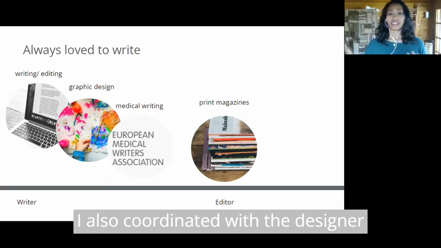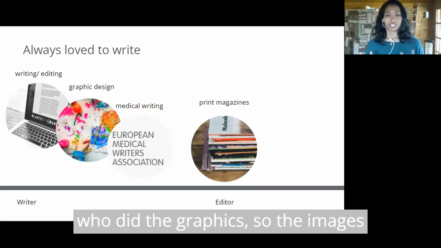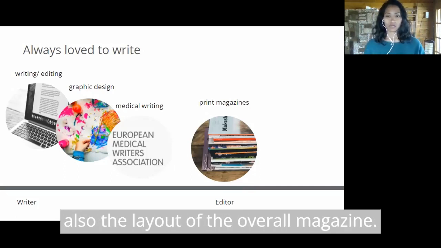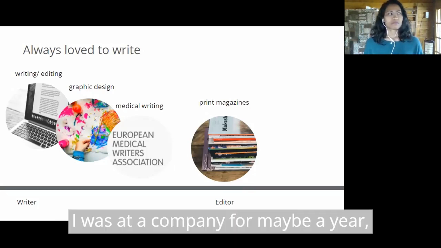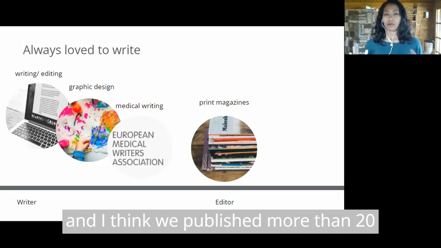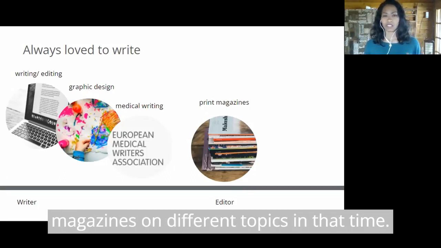I also coordinated with the designer who did the graphics, so the images that would go into the magazine, and also the layout of the overall magazine. I was at that company for maybe a year, and I think we published more than 20 magazines on different topics in that time.